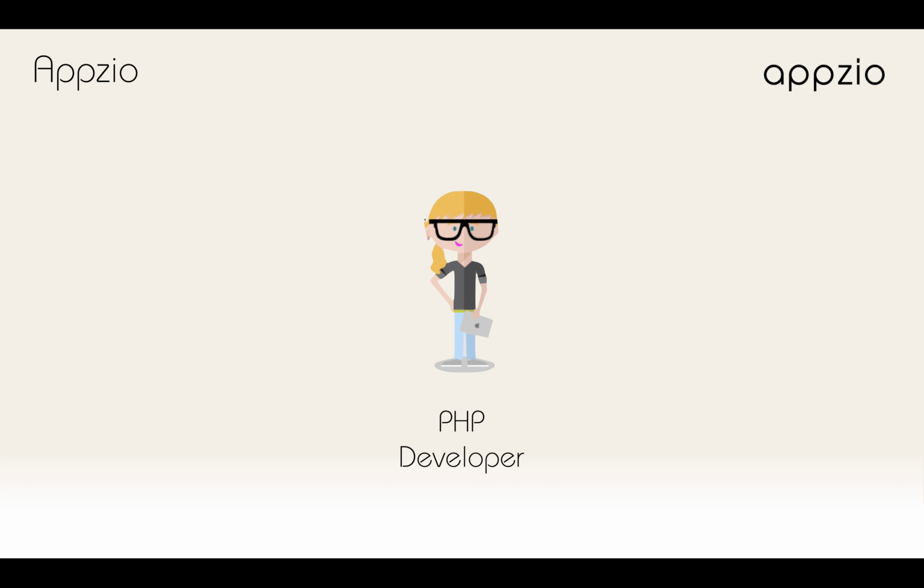How Appzio changes this setup is that Appzio applications can be built by a single PHP developer. Of course, you can share the work with a team of PHP developers, but even for a fairly large application, a single PHP developer can handle the entire project from beginning to end. And this gives us an enormous speed advantage.